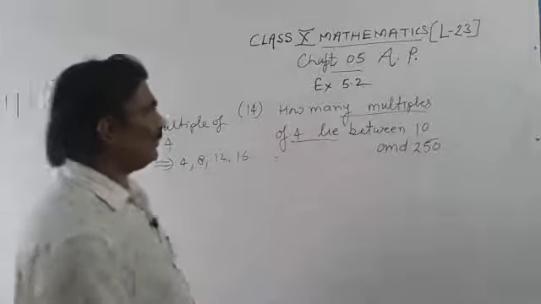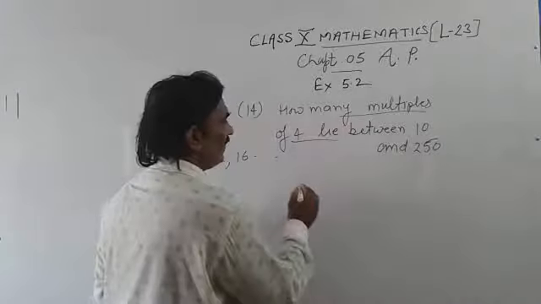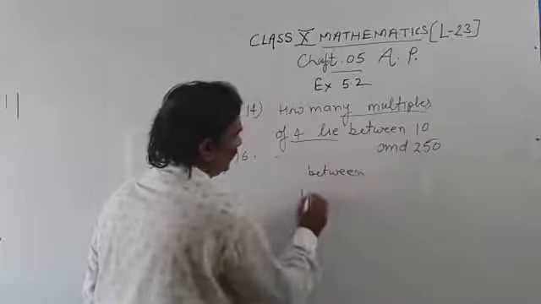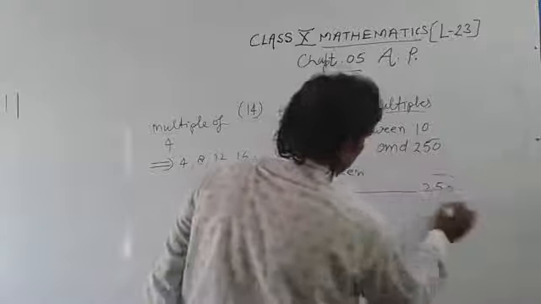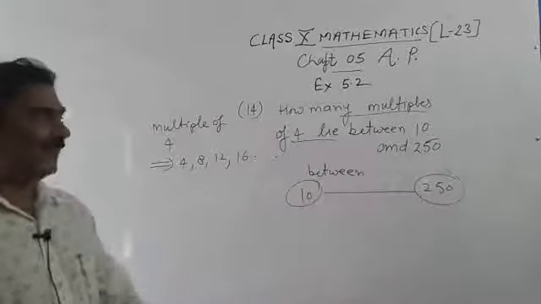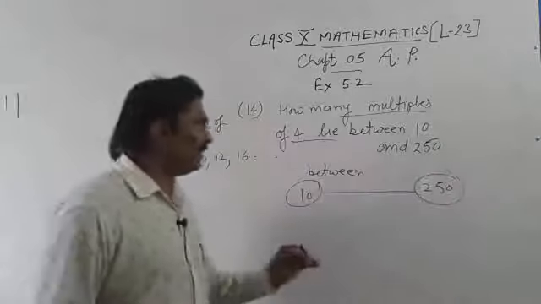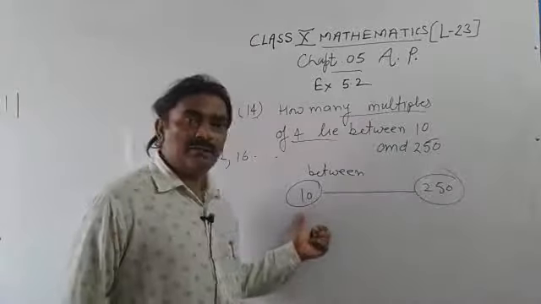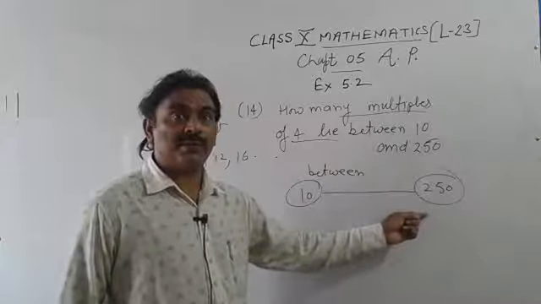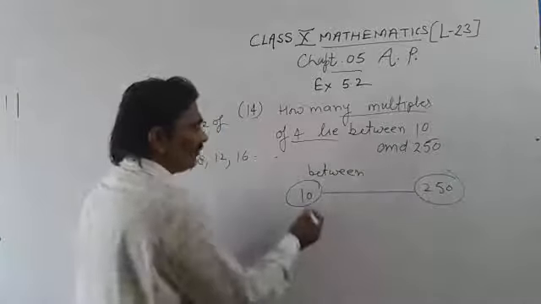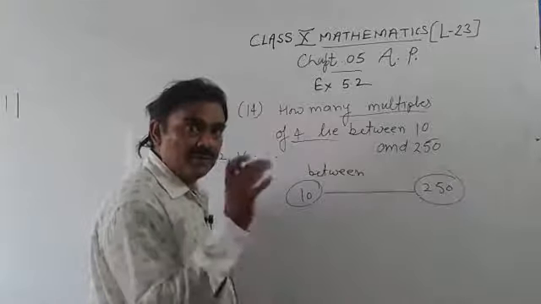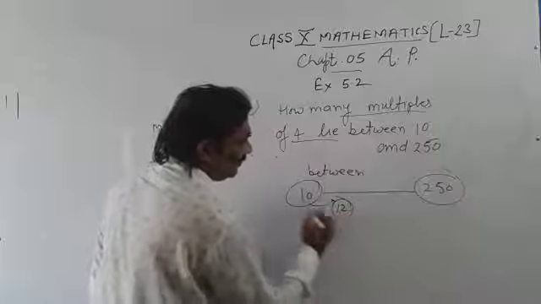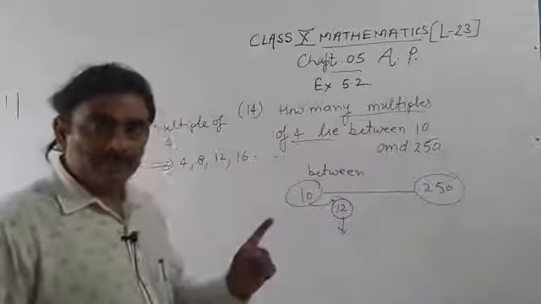Now we have to find the number of multiples between 10 and 250. So here students, we have a range of numbers between 10 and 250. We have to find how many multiples of 4. But you know, 10 cannot be divided by 4. Similarly, 250 cannot be divided by 4. So we need to find numbers which are multiples of 4 but lie between 10 and 250. So the next number is 12. 12 is the first multiple of 4 between 10 and 250.